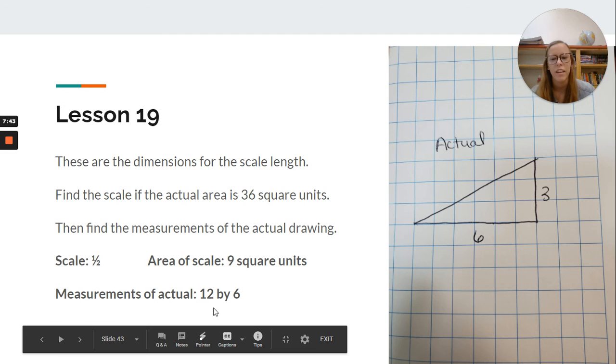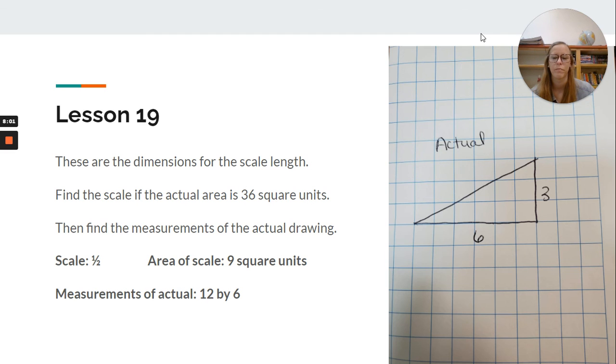But because it's a triangle, it's kind of funny. So our area here is 9. 9 to 36 is 4. But our measurements are going to be 12 by 6. Because if we take 12 times 6, we get 72. And then we have to divide it by 2 for a triangle. So then we get 36. Okay.